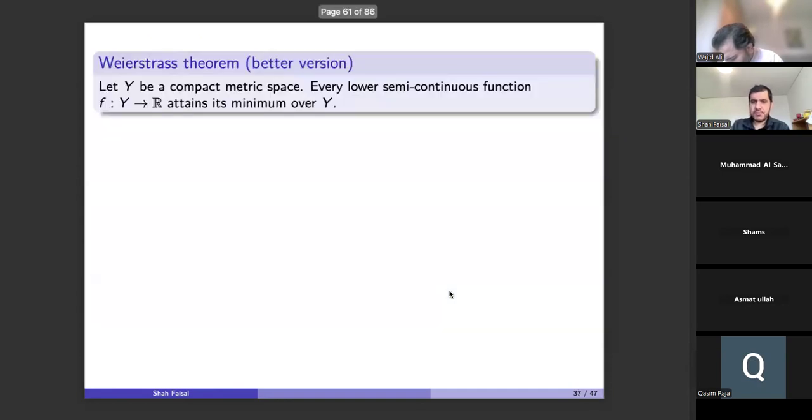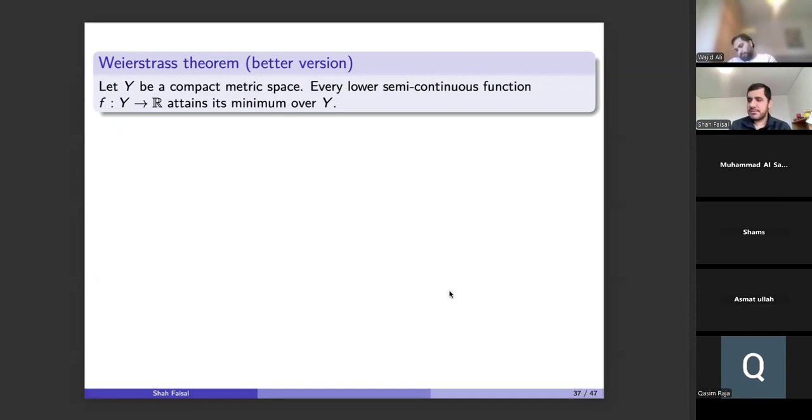Right? So a better version of the Weierstrass theorem would be that if you take a compact vector space y, then every lower semi-continuous function attains its minimum over x. You don't need a continuous function. You just need a function that is continuous from the left. That's it. It might jump from the right. It doesn't matter.